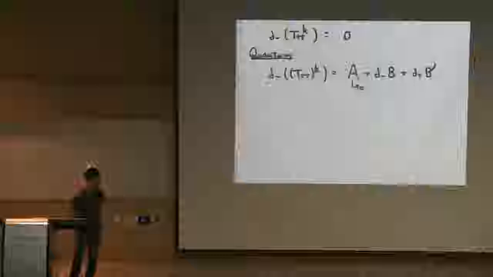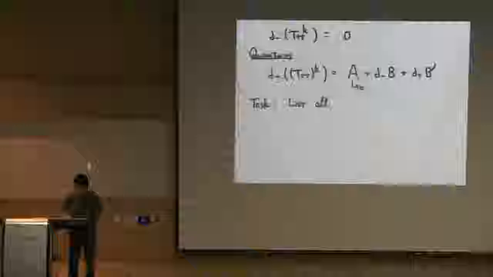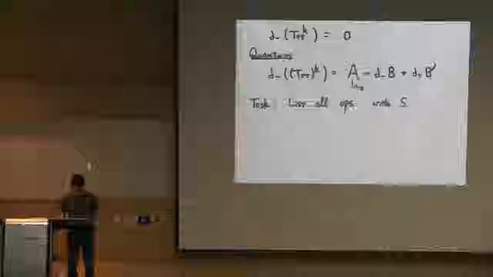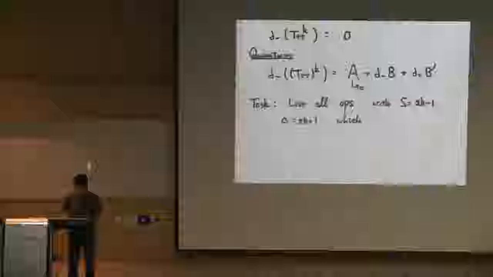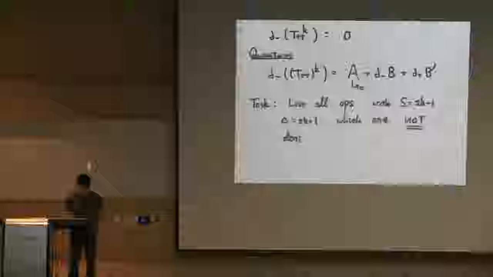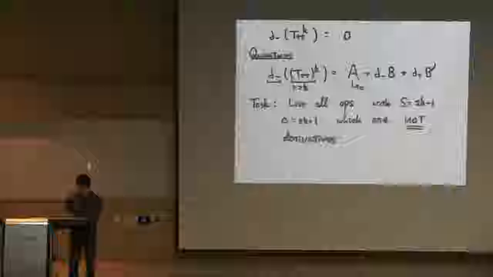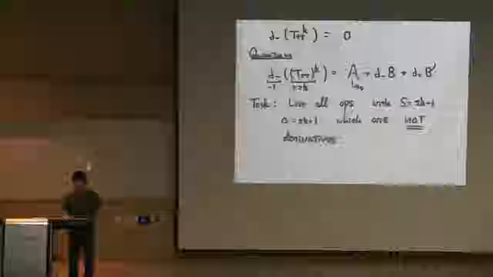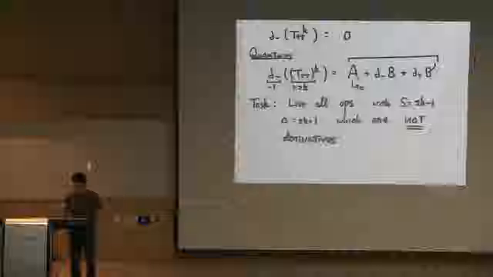So from this analysis, the task becomes clear. The task is to list all operators with spin 2k minus 1, delta 2k plus 1, which are not derivatives. The reason I set the spin to 2k minus 1 is that this guy has spin 2k, and this guy has spin minus 1, so the total spin is 2k minus 1. On the other hand, if you just naively count the dimension on the left-hand side, it's 2k plus 1. So all operators with spin 2k minus 1 and delta 2k plus 1 list all possible operators here, and then we need to further require that they are not derivatives.